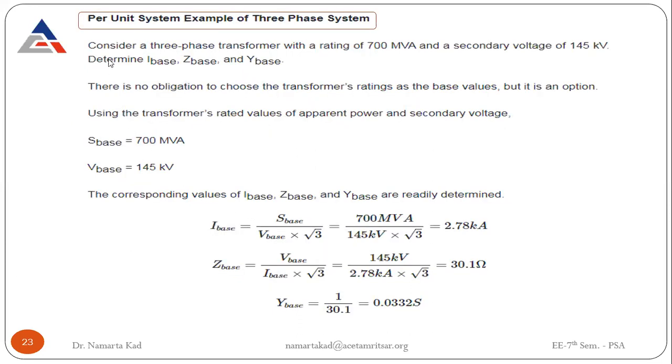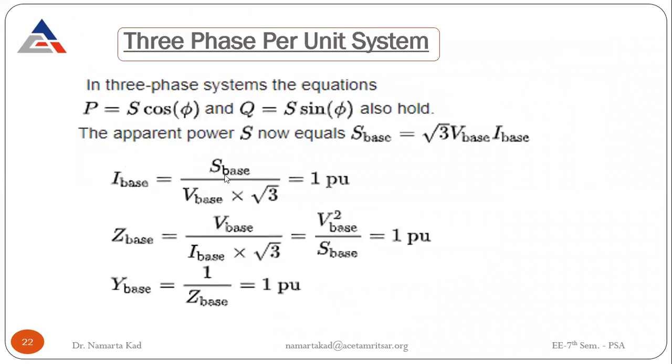There is no obligation to choose the transformer rating as the base values, but it is an option, using the transformer's rated values of apparent power and secondary voltage. So we are going to select these values as our base values. S base, the apparent power base value, is 700 MVA, and V base we are going to select as 145 kilovolt. Correspondingly, how to calculate I base, the current base value? It is S base divided by V base into root 3. It's the same formula.